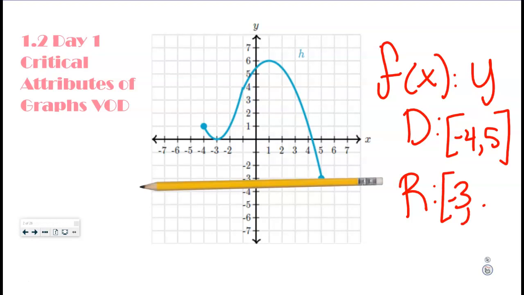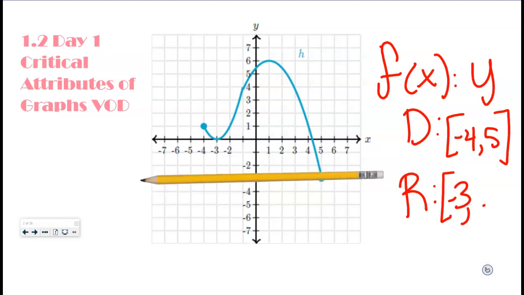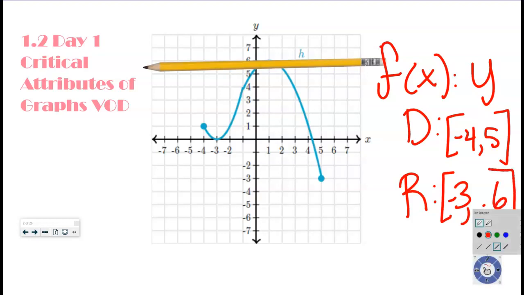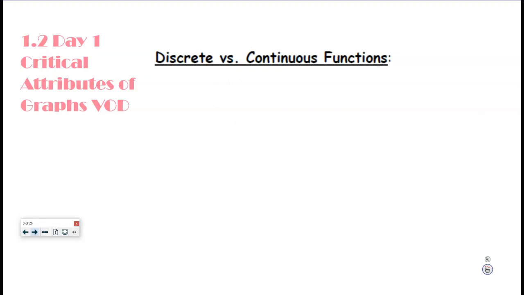Now, to finish the range, we're just going to keep scanning up. Scanning up. That is where the graph ends. What is that y value? That is going to be a +6. And I know that it has a bracket. If you have parentheses, you will know when to use parentheses because you will have an open circle.